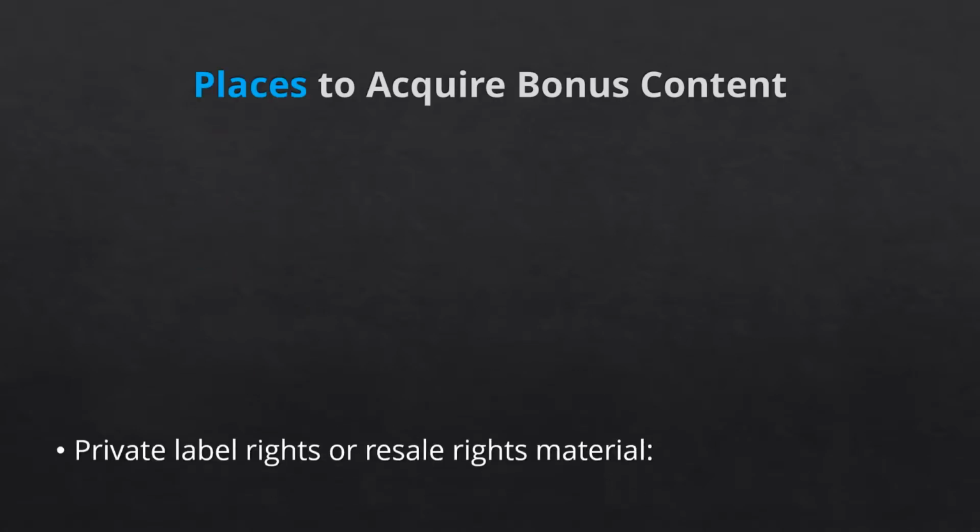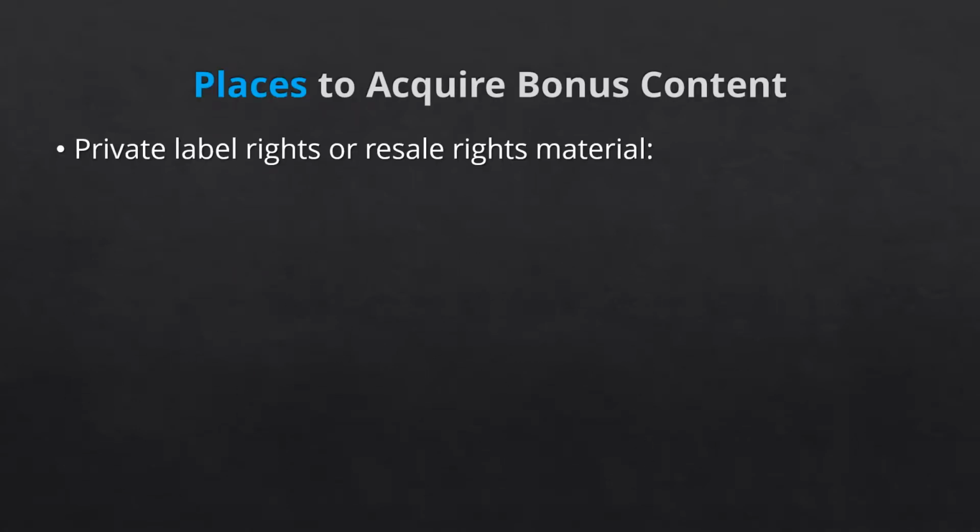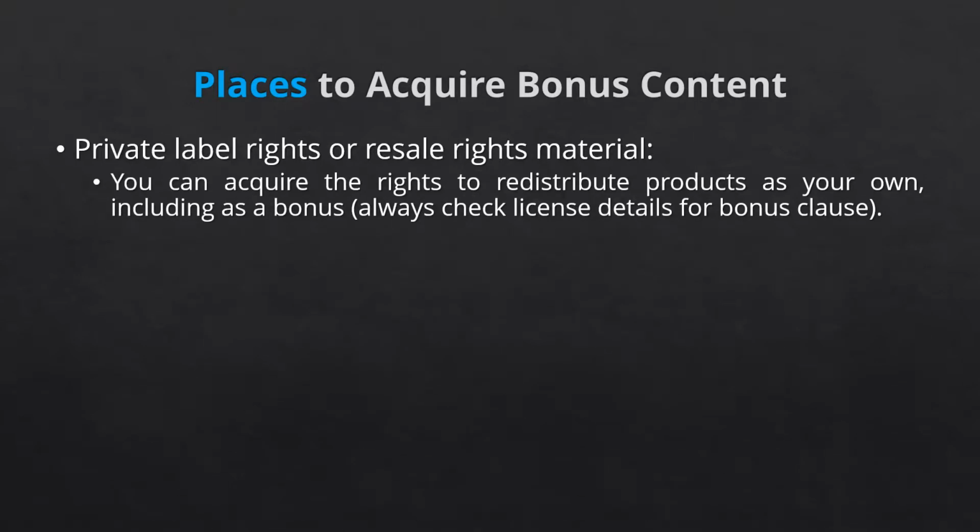So there are several ways and places to curate materials you're using as bonuses. Probably the most common form of bonus material for affiliates, and for vendors who are just starting out, is PLR or MRR content. That stands for private label rights or master resale rights. Basically, you acquire the rights to redistribute a product yourself and offer it as a bonus. There are two major ways to go about doing this.